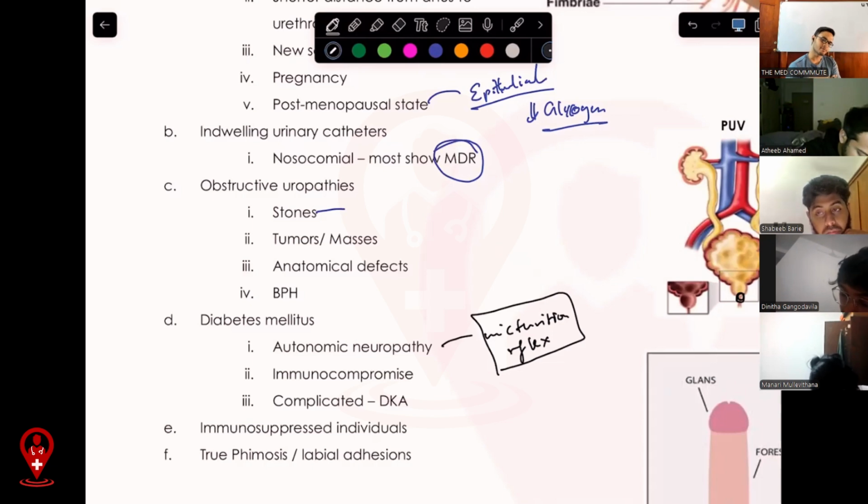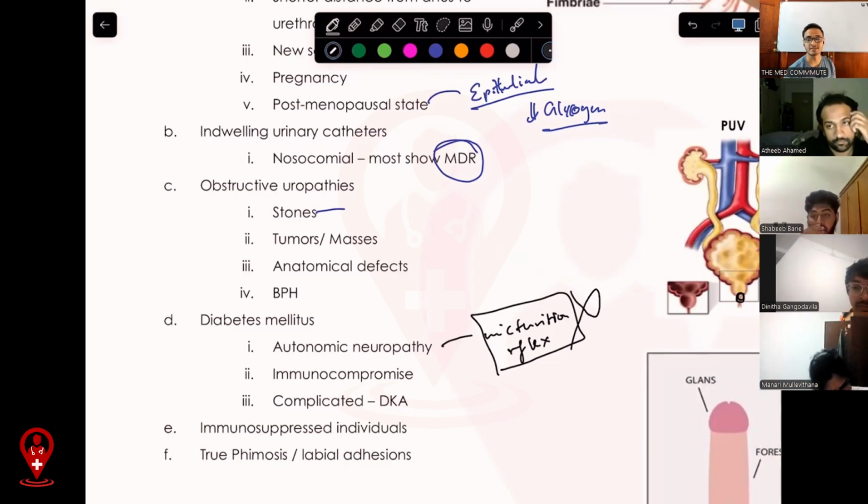So what is happening here, guys, is that during urination, during the stream, it is not under our voluntary control. It's a reflex. So when there is autonomic neuropathy, this micturition reflex is going to be abnormal. Therefore, there can be stasis, and complete emptying of the bladder is going to be reduced.